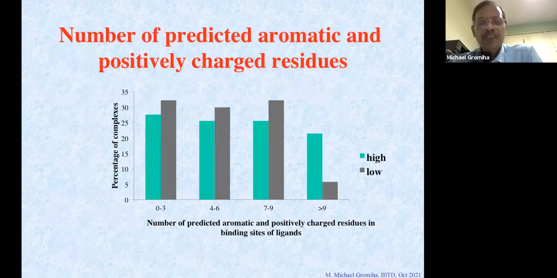So we analyzed these types of interactions in the high affinity complexes and low affinity complexes, and here I show the data. The x-axis shows the number of residues. The y-axis is the percentage of complexes. The green one is the high affinity complexes. If you use more than 9 aromatic and positive charge residues, you can see this is mainly the high affinity complexes, and otherwise you get almost similar values in the case of the low affinity complexes. That means these residues are important for the interaction between the binding partners.